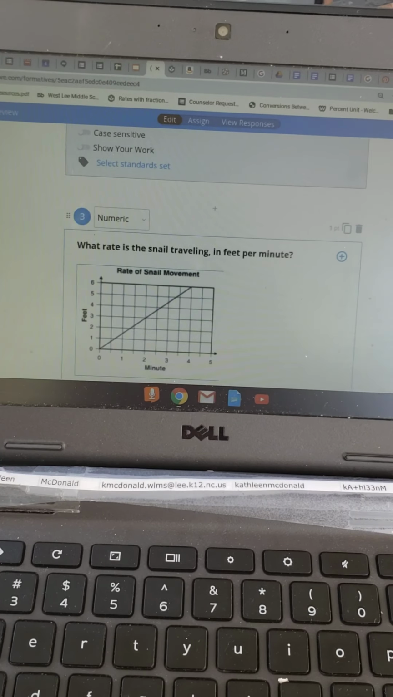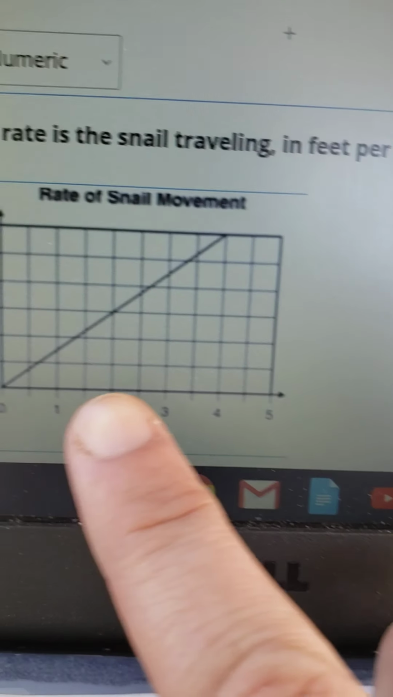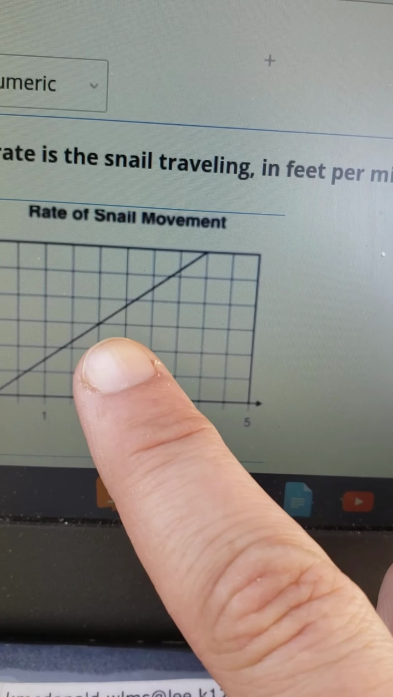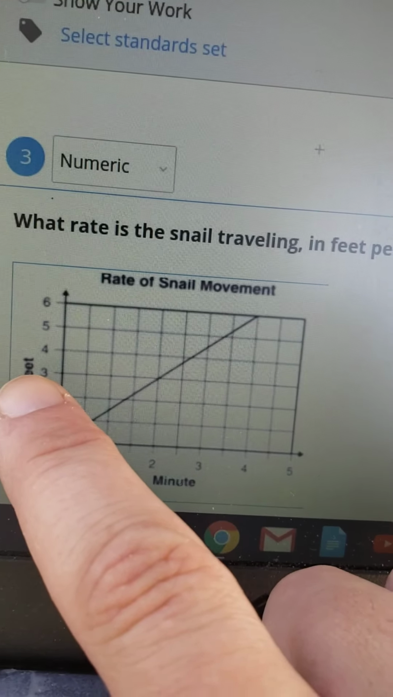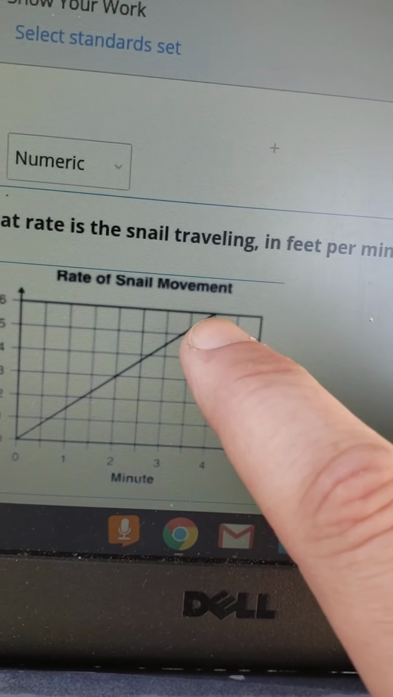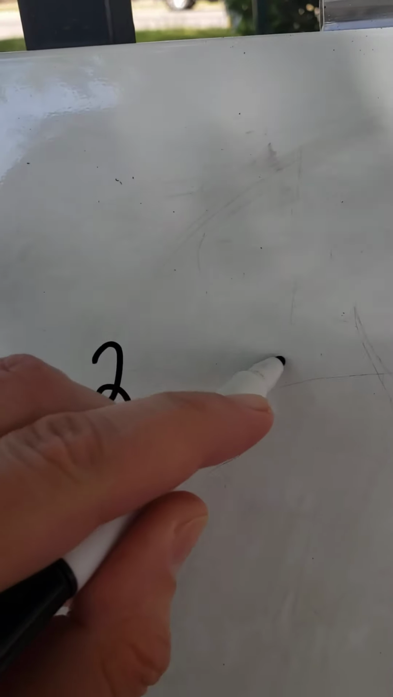All right, so number 3. What rate is the snail traveling in feet per minute? So the first thing you need to find is the places on the graph where it actually meets, where 2 lines intersect. So you have 2, and that's minutes, to 3 feet. The next place it crosses is up top, 4 minutes to 6 feet. So those numbers are what we need to look at when we're trying to find feet per minute. So we've got 2 minutes per 3 feet. We've got 4 minutes for 6 feet.